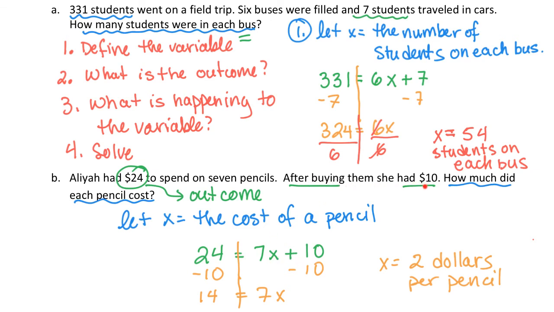After buying them, she still had $10 left over. So here's the cost of the pencils plus the $10 she had left over. This one, the way it's worded, because it says after buying them, you might think that that's minus 10, but that wouldn't really make sense because she had enough money. So we subtract the 10 from both sides, 14 equals 2x, and we end up with $2 per pencil. And we can check. 2 times 7 is 14, plus the $10 she had left over, she still has that $24.